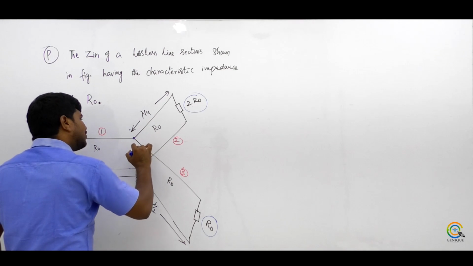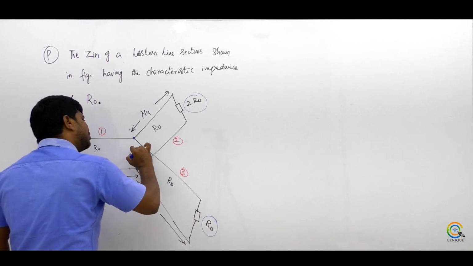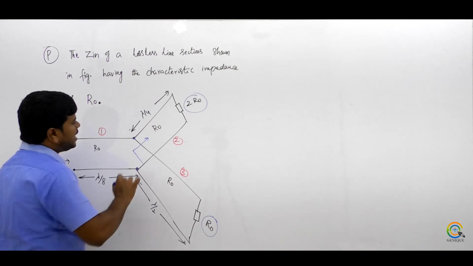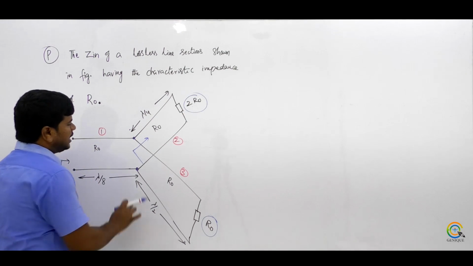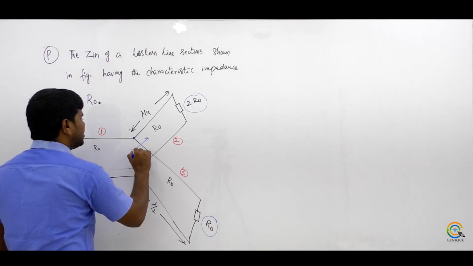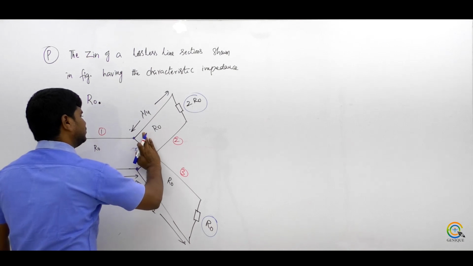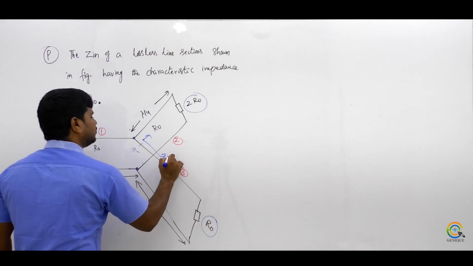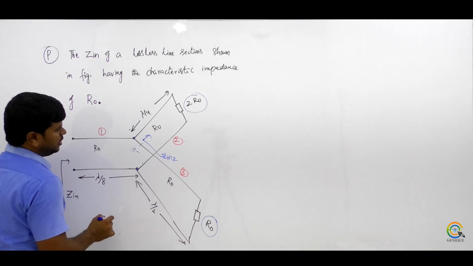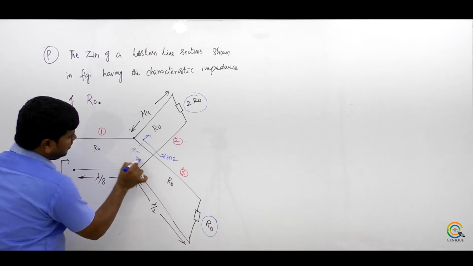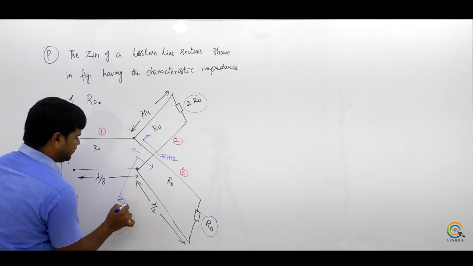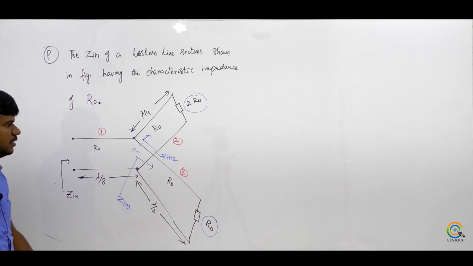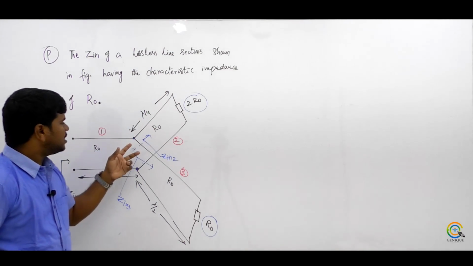So here what would be the input for this? The input impedance for this line will be Z in 2, because it is the second line. Now what is the input impedance for this? It is Z in 3. You have to notice that it is the input impedance, Z in.